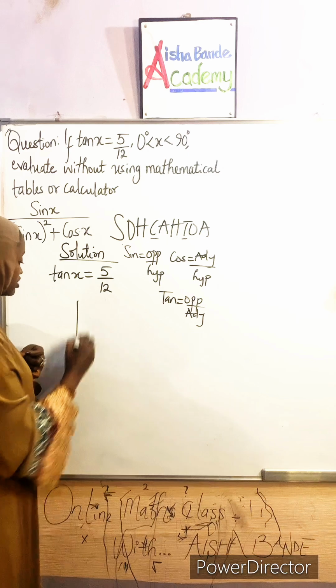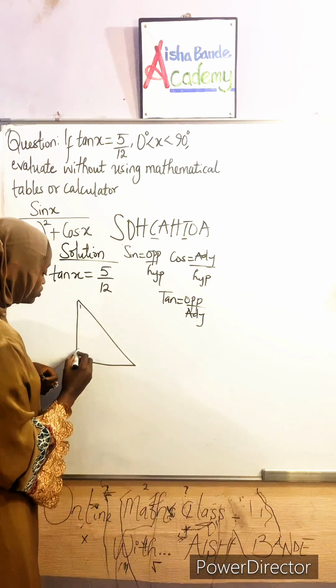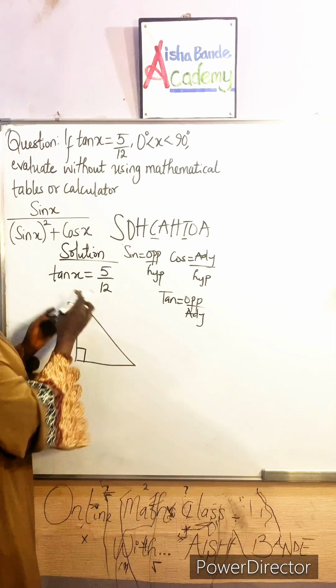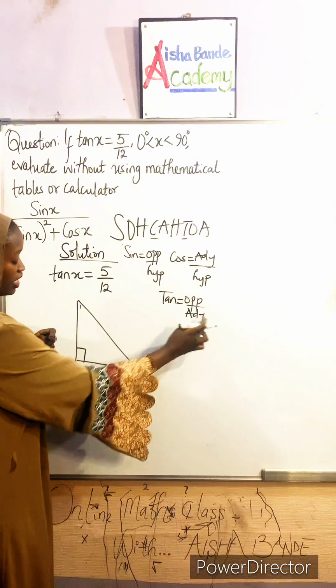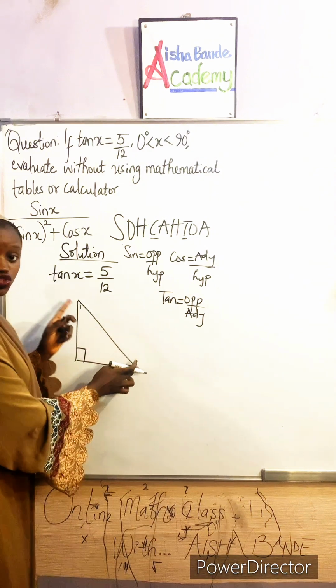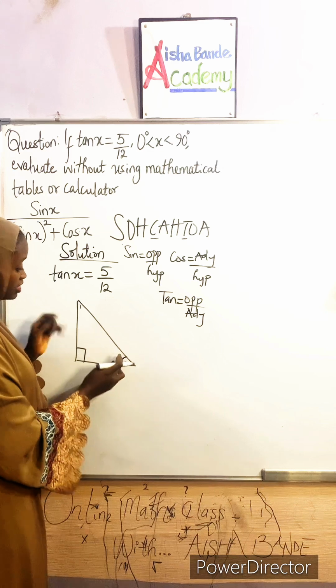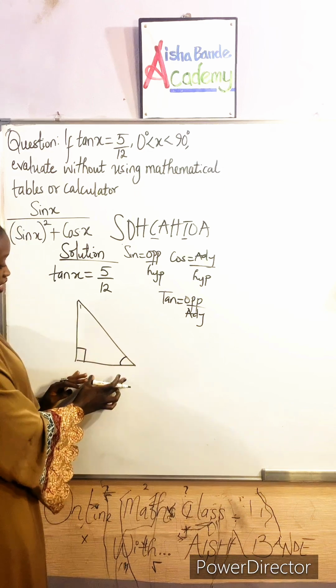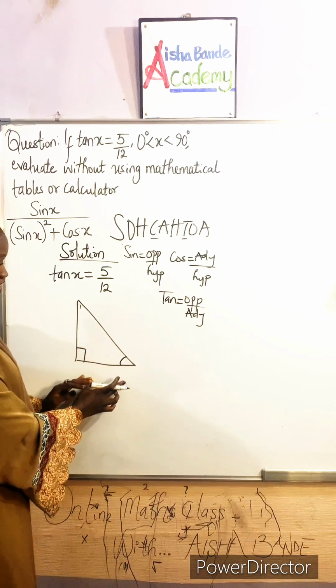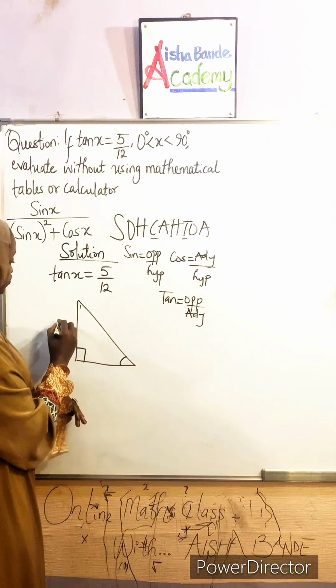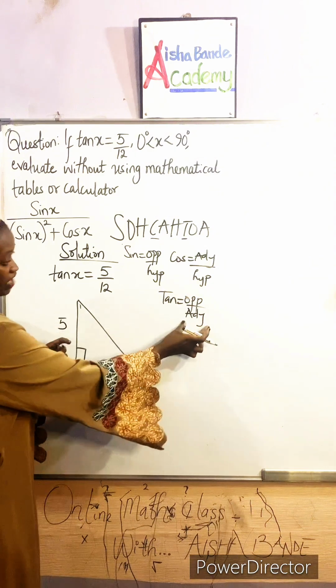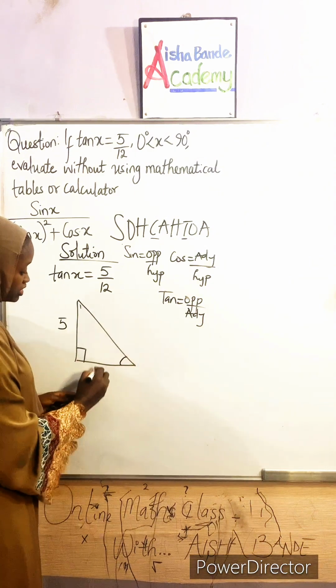So let's sketch out a right angle triangle to put in these parameters. For tan, we have opposite over adjacent. The longest side in the right angle triangle is the hypotenuse. So let's assume that here is the opposite and this is the adjacent. The opposite value is 5, and the adjacent value is 12.